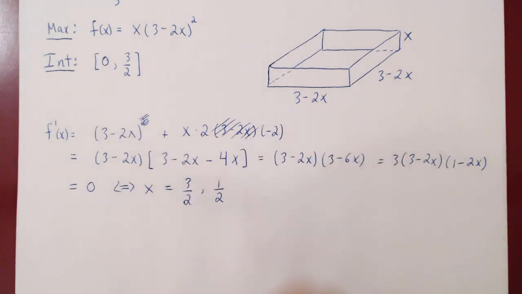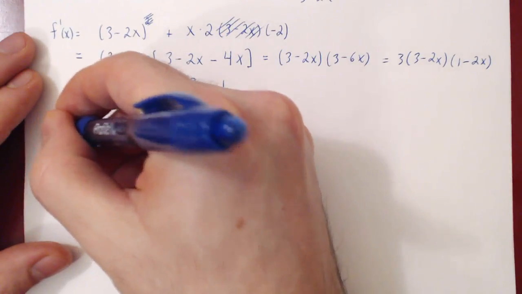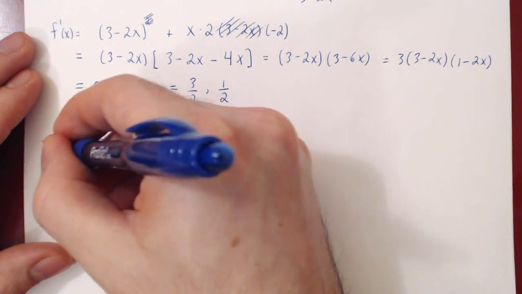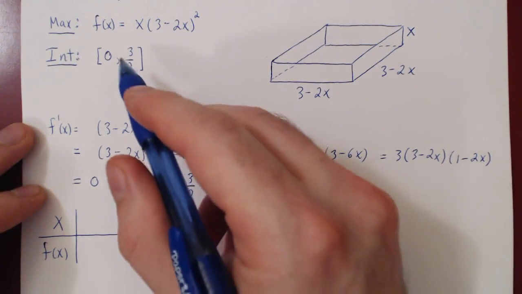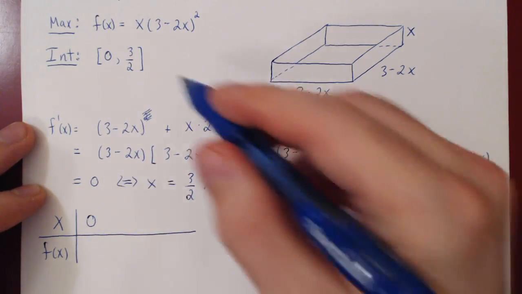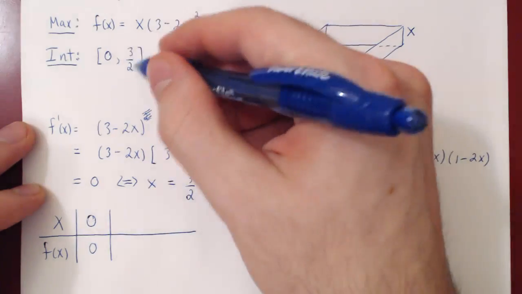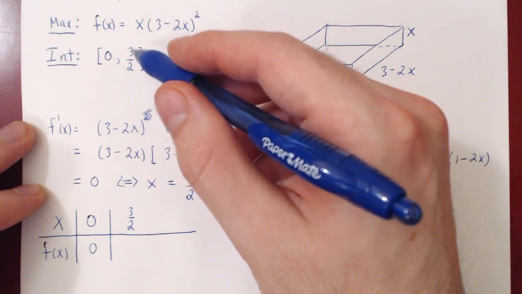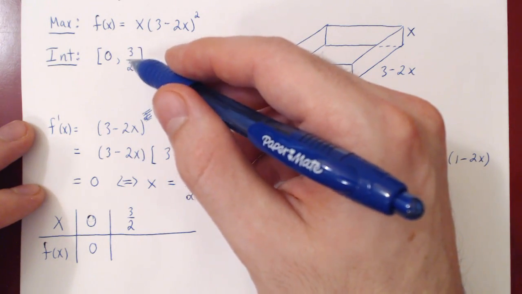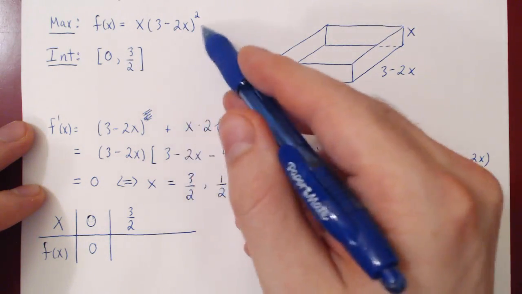Now that we have the two endpoints of our interval and the critical points, we can look at a table of values. Our two endpoints: if I just look up, x equals 0, and as we have said before, f of 0 is simply 0. F of the right endpoint, 3 over 2. And as we have said before, when you cut off from each corner a square whose side is 3 over 2, you get nothing left, and so again you get a volume of 0. 2 times 3/2 is 3, 3 minus 3 is 0. The volume is 0.